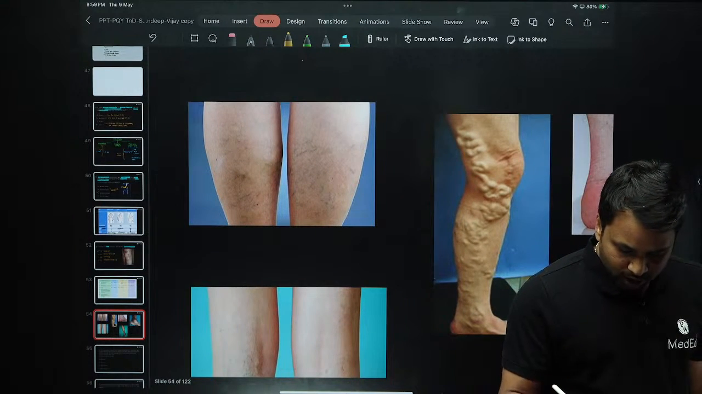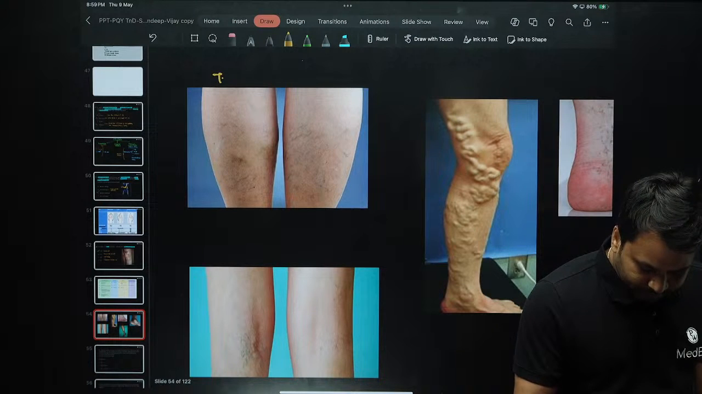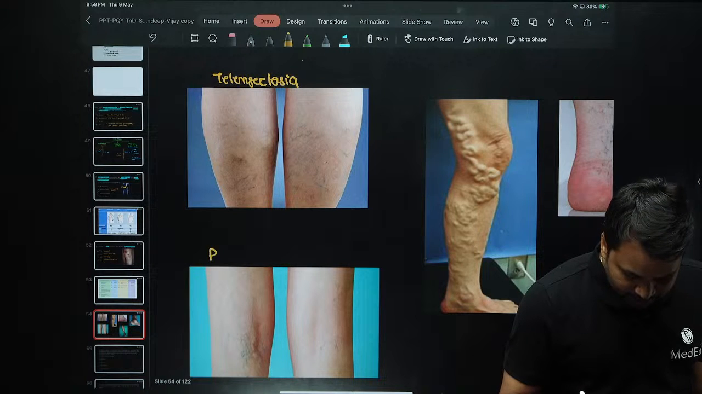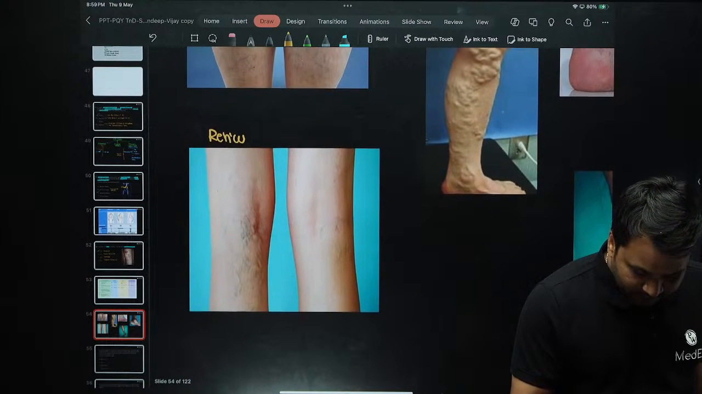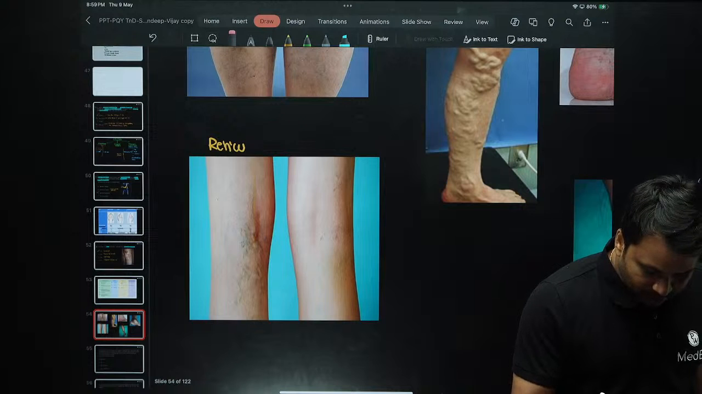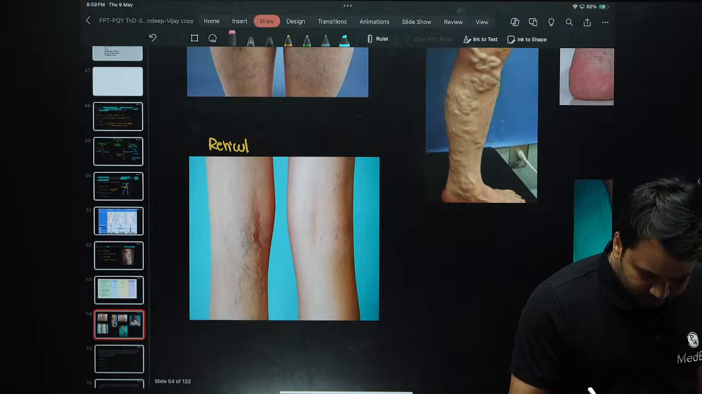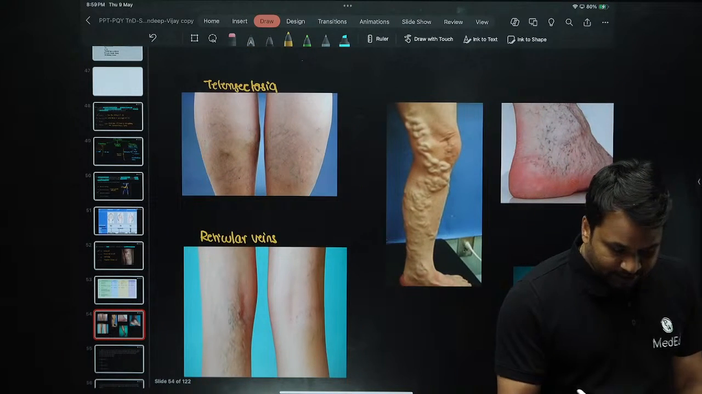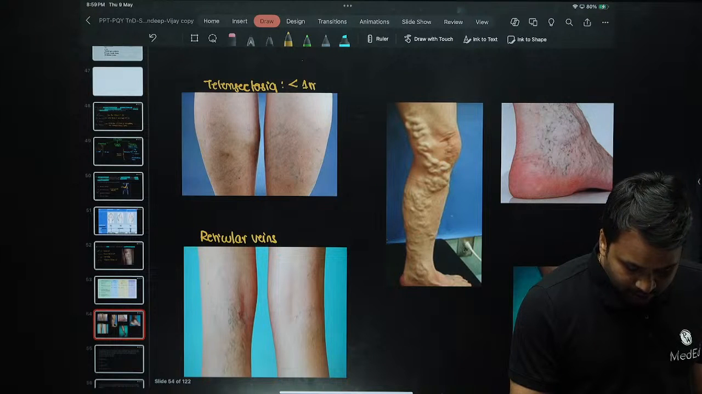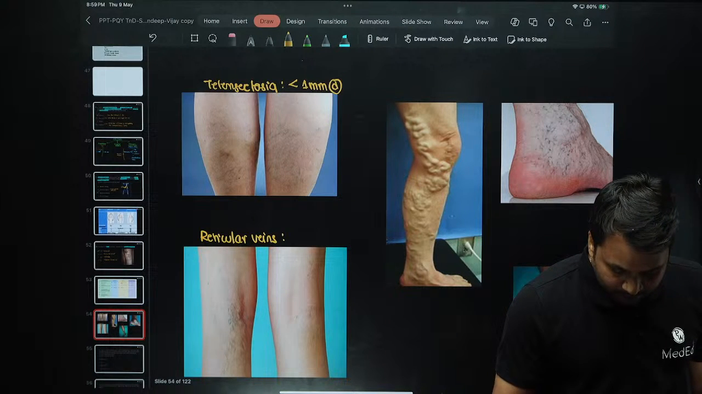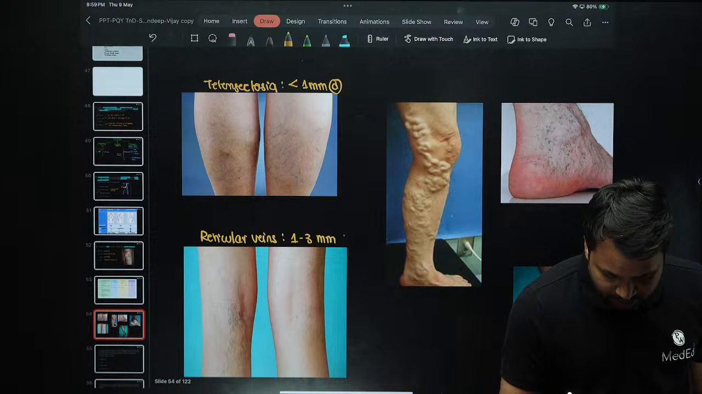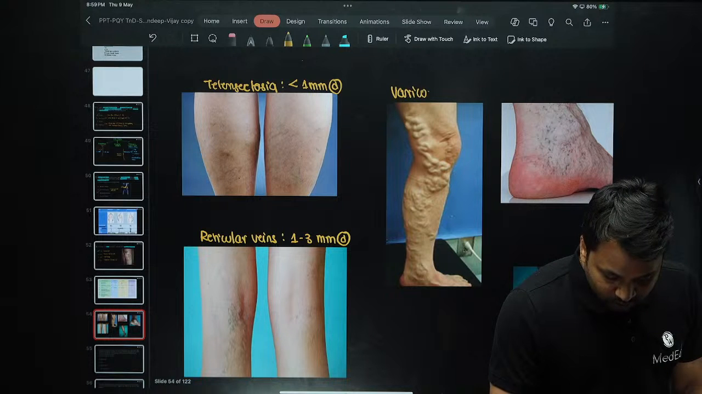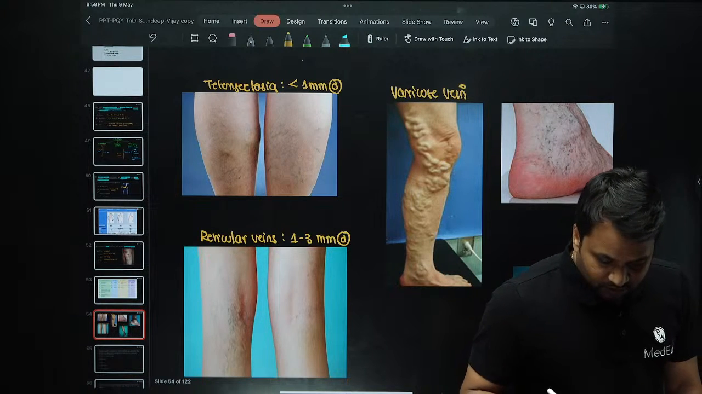This is your telangiectasia. This is your reticular veins. Now the criteria is simple. Telangiectasia is less than 1 millimeter in diameter. Reticular veins are between 1 to 3 millimeters in diameter, right? Now this is your varicose vein.